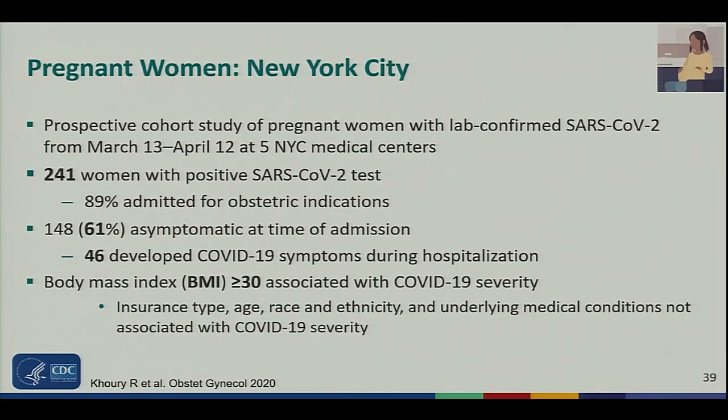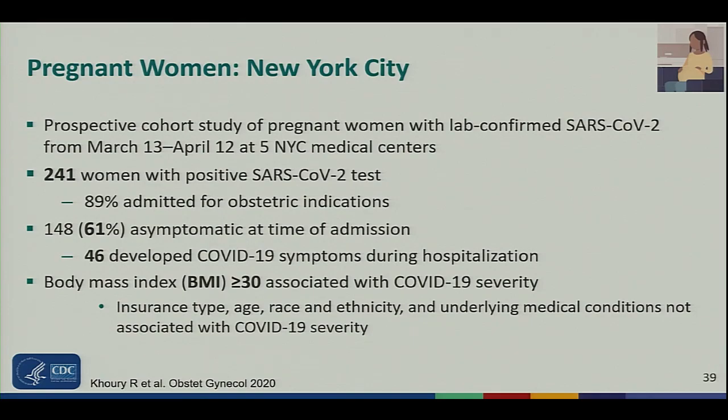There was a recently published prospective cohort study conducted from mid-March to mid-April at 5 medical centers in New York City. There were 241 women with a positive SARS-CoV-2 test. Who was tested varied by medical center and over the time frame due to test availability, evolving epidemiology, and hospital policies. 89% were admitted for obstetric indications, and the remainder for GI or influenza-like illness. Over 60% were asymptomatic at the time of admission. However, nearly a third of those women developed COVID-19 symptoms during hospitalization.